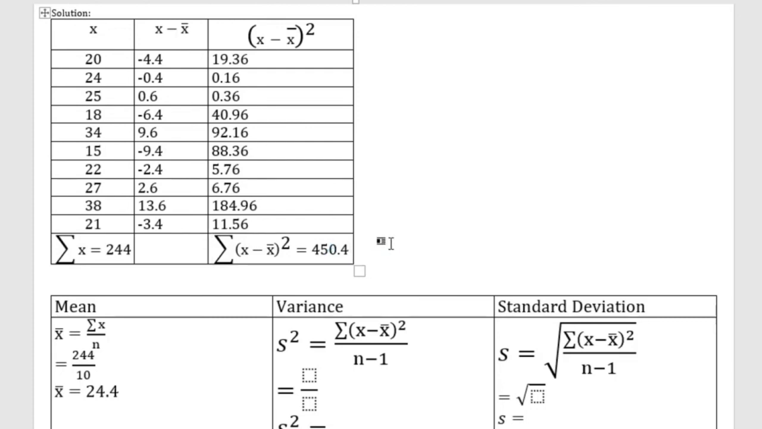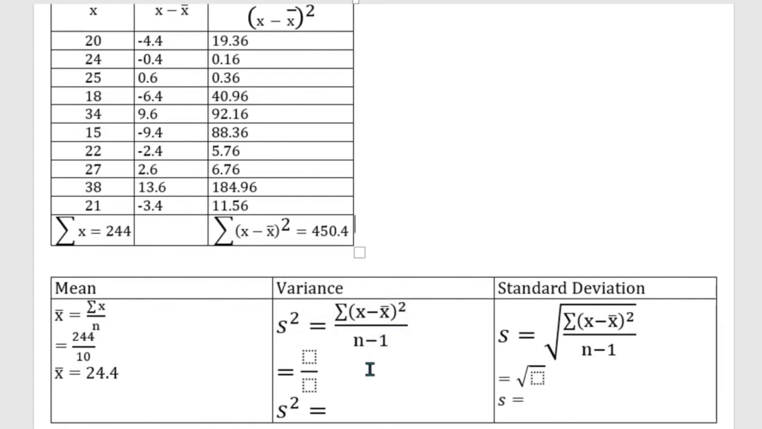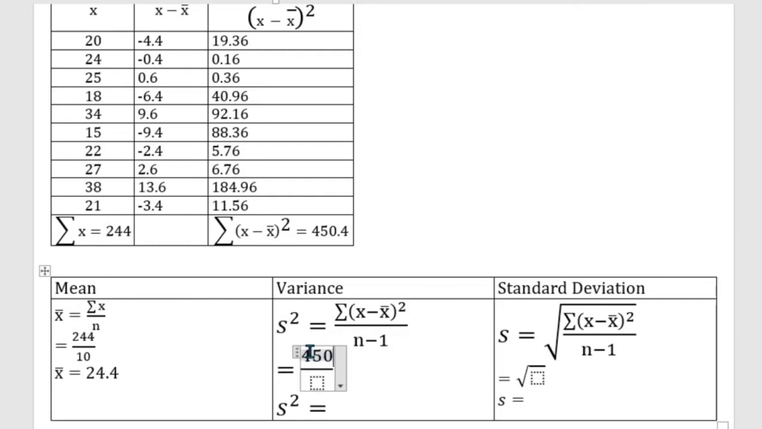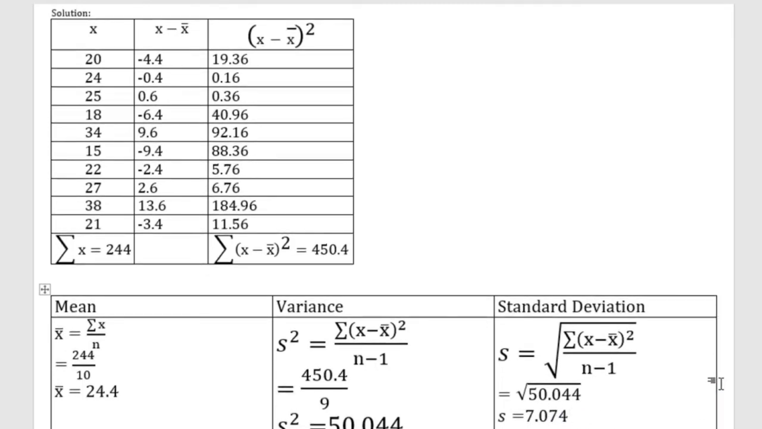We now have the data needed to solve our variance. That is, the summation is equal to 450.4, while we have n minus 1, that is, sample size 10 minus 1 is 9, and we have our variance: 450.4 divided by 9 is equal to 50.044 in 3 decimal places. And to solve for the standard deviation, we simply determine the square root of the variance of the sample, which is the square root of 50.044, and we now have the standard deviation as 7.074. Those are now the values of the mean, variance, and standard deviation of the sample.